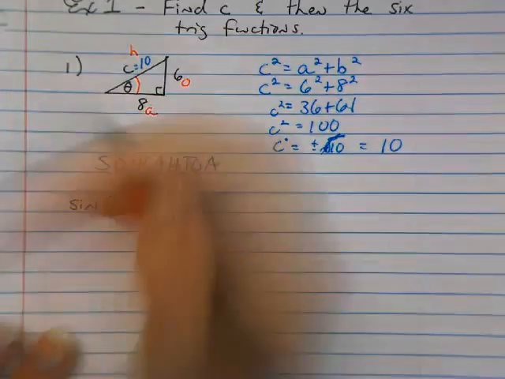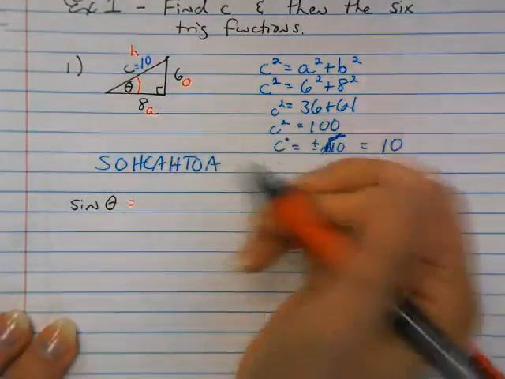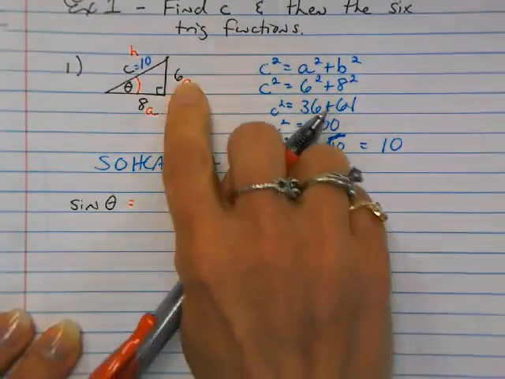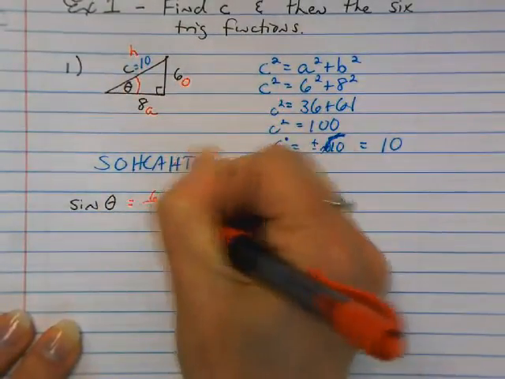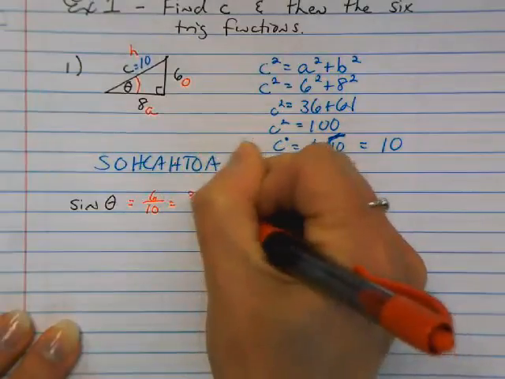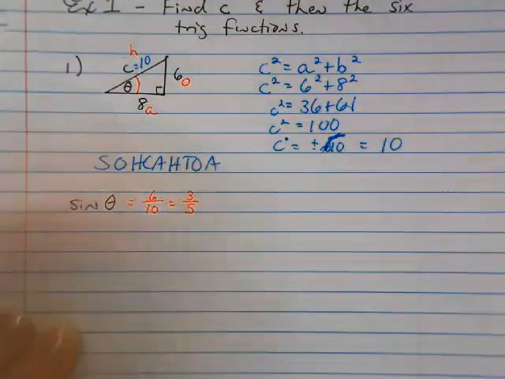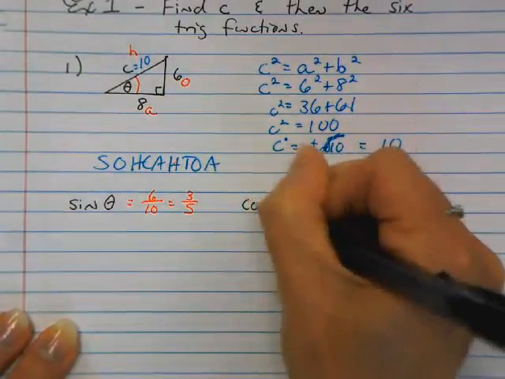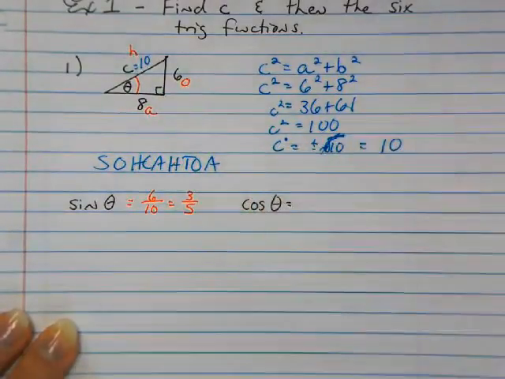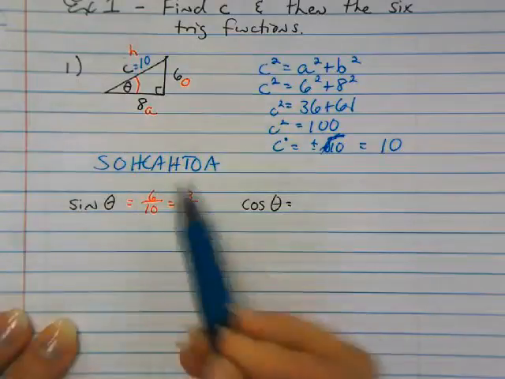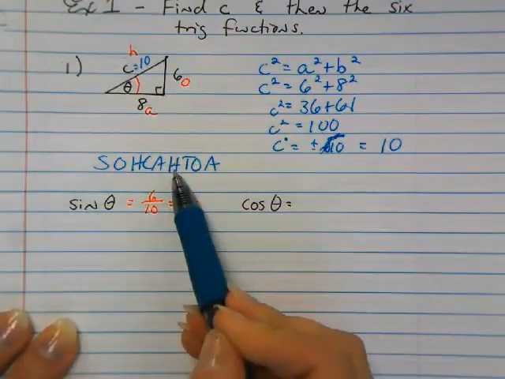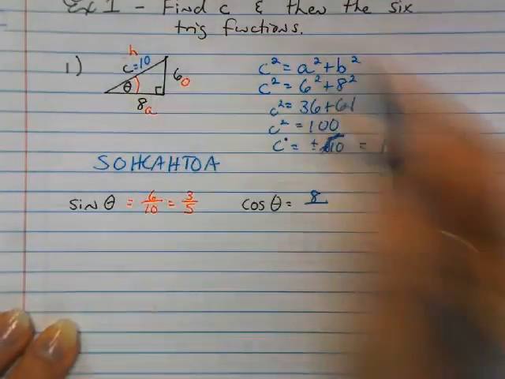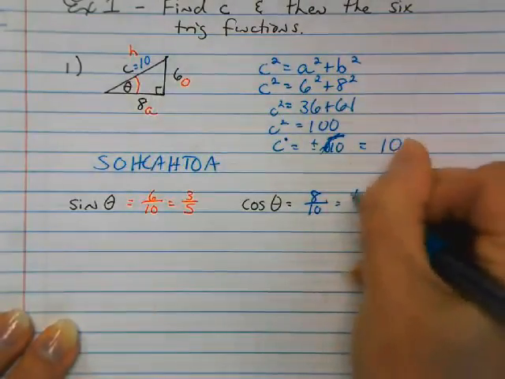Alright, so let's go ahead. So we know sine is O over H. So it's going to be 6 over 10. And we always reduce our fractions, so I get 3/5. Let's do the cosine of theta. So I know cosine is A over H. So A is 8, H is 10, and I reduce to 4/5.